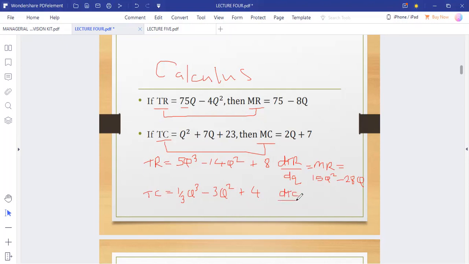dC over dQ will give us what? Marginal cost. So 1/3 times 3 is 1. And 3, we subtract 1, what do we get? Q to the power 2. And here, when we differentiate 3Q squared, what do we get? We get 6Q. This is called marginal cost.